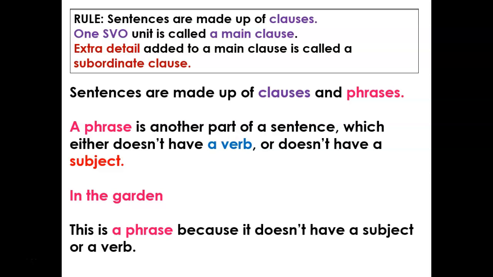So other things then. So sentences are made of clauses, but also phrases. A phrase is another part of a sentence which either doesn't have a verb or doesn't have a subject. So the phrase in the garden has no verb, there's no action, and there's no subject. It doesn't tell us who or what is in the garden, does it? We've just got this phrase, in the garden. So this is a phrase because it doesn't have a subject or a verb. So we're just going to pause there and we're going to write down a phrase is another part of a sentence which either doesn't have a verb or doesn't have a subject. Okay? Brilliant.